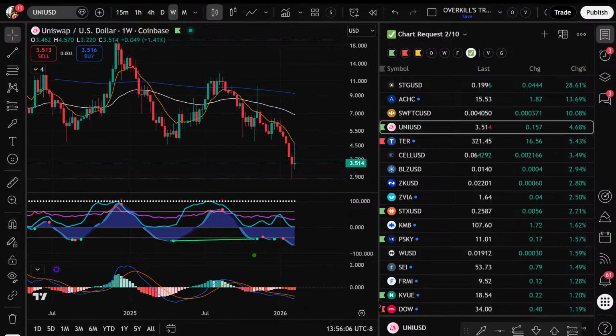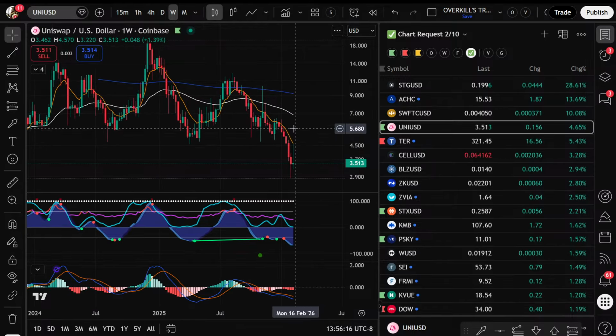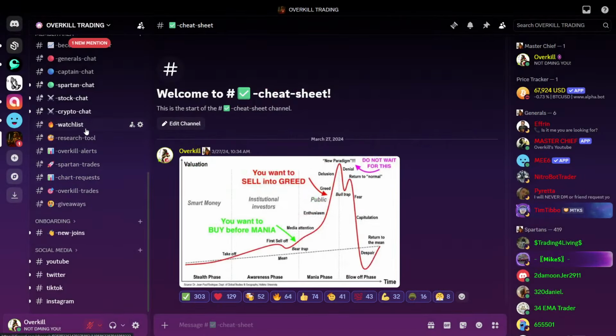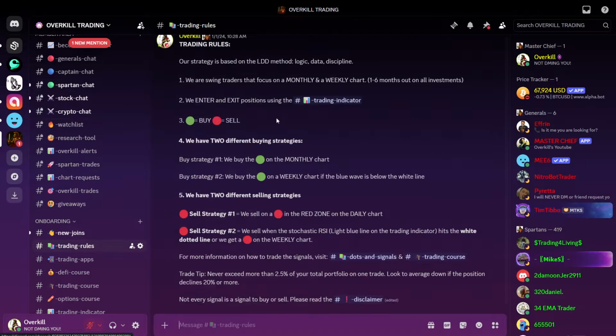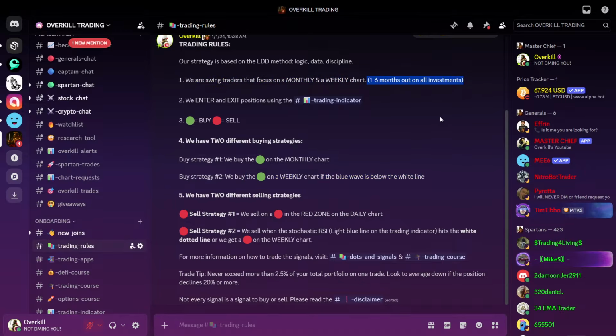So if BlackRock's buying right now, what are you doing? You selling because you think a bear market's coming when BlackRock's buying? Doesn't make sense, not logical, but again, everything we do here is based on logic, data, and discipline. If you guys are not familiar with our trading strategy, we follow a very specific set of rules here. We want to buy the green dots on the monthly chart and the weekly chart. All of our trades are for 1 to 6 months out. We do everything based off logic, data, and discipline.